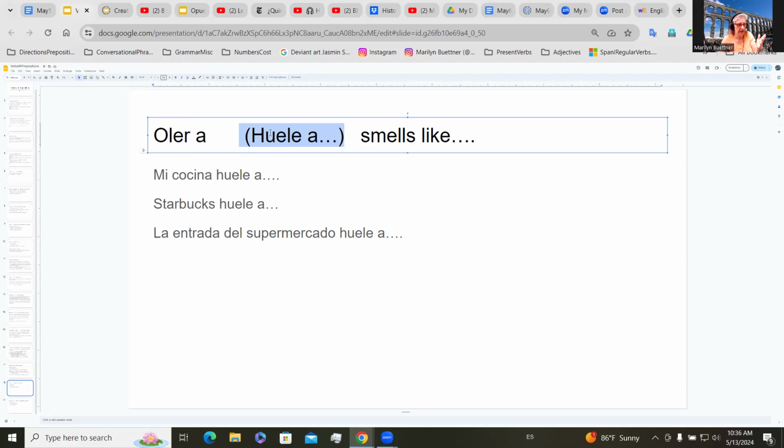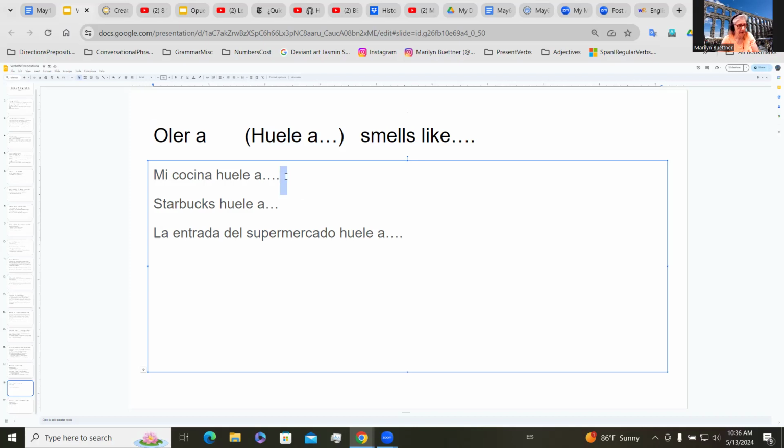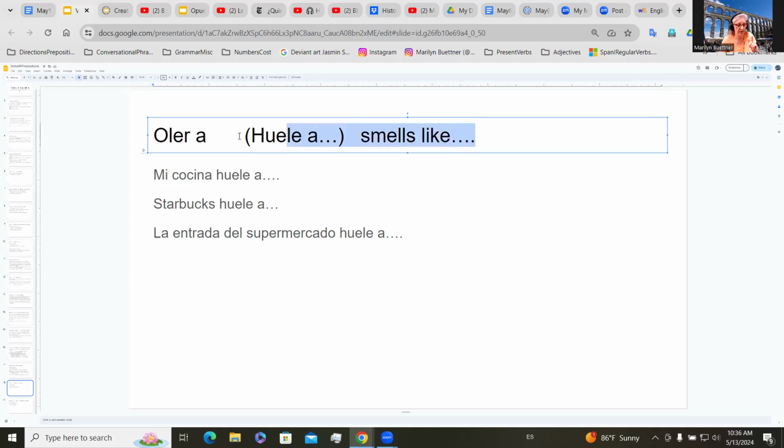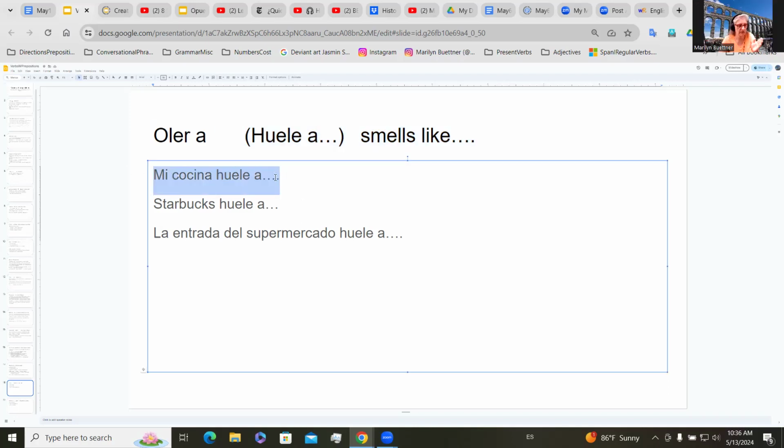It's like la comida de mi abuela. Okay. Huele a, smells like. One thing smells like. Usually that's the way we use it, right? This thing smells like something. So let's look at this example. Mi cocina huele a chocolate. My kitchen smells like chocolate.